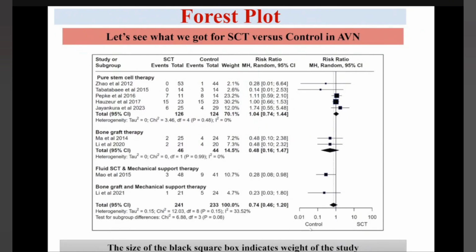And if it goes to the other side, it will be more than 1. So for example, if it is 1.74, we subtract 1 from it and we get 74. So we can say there is a 74% chance that control is better than the stem cell therapy. So this is how we read the forest plot.